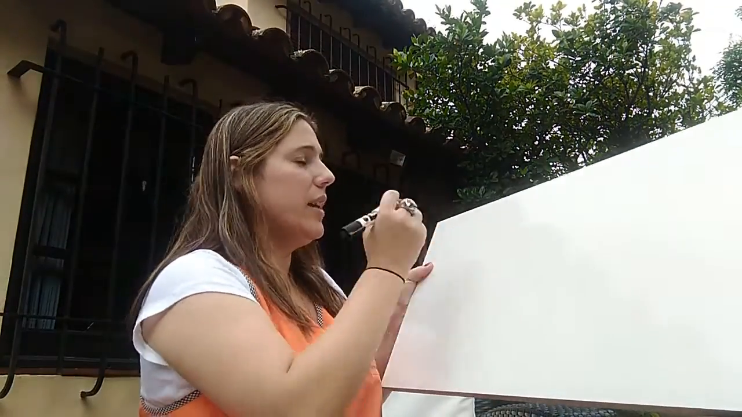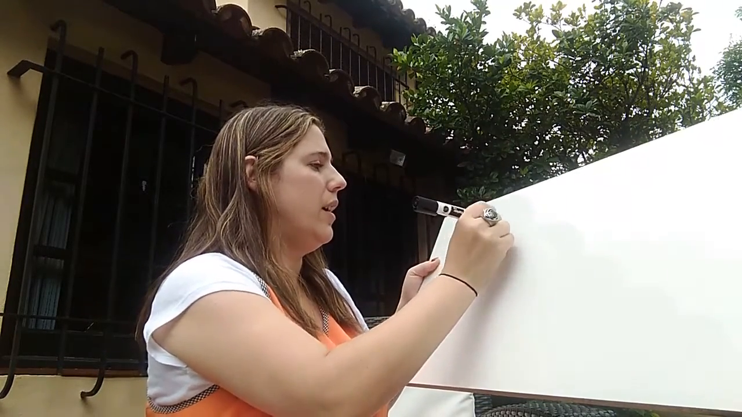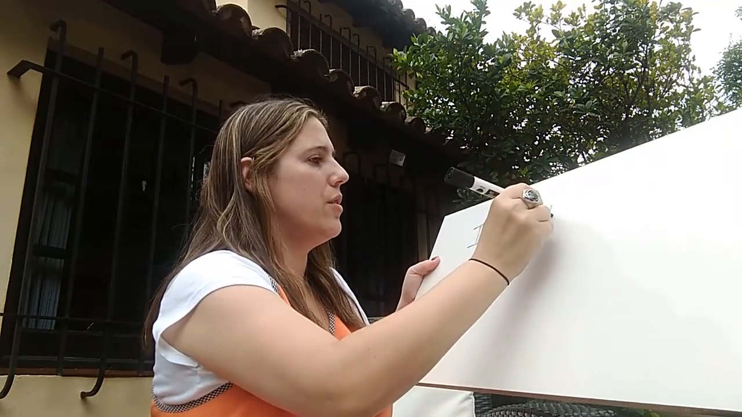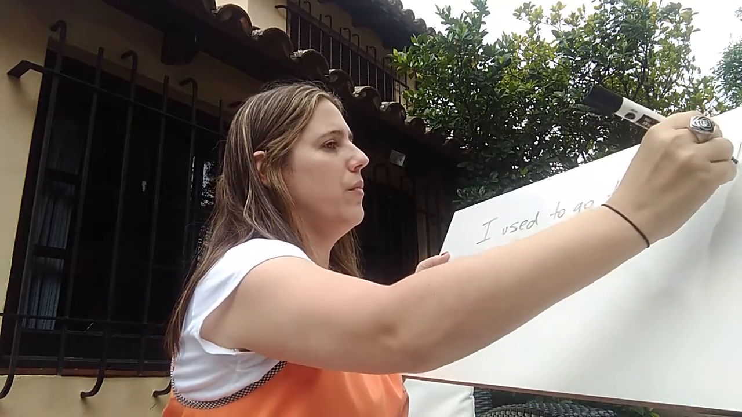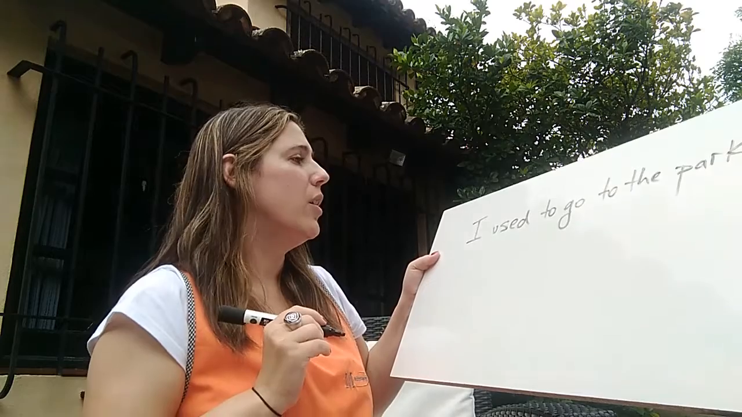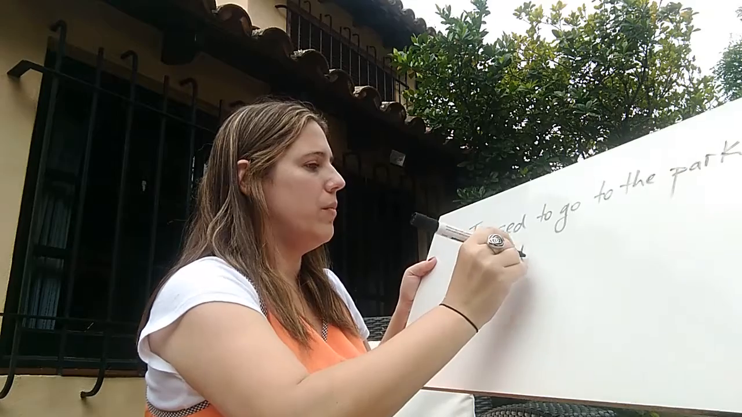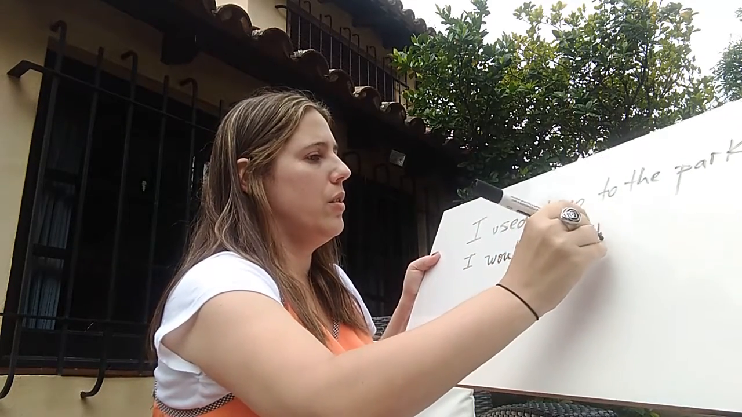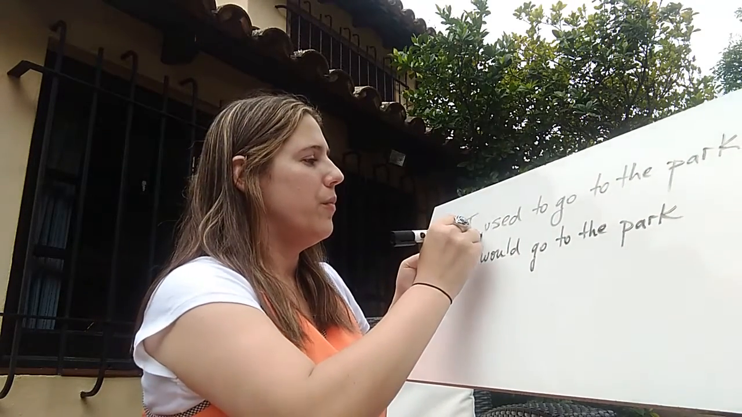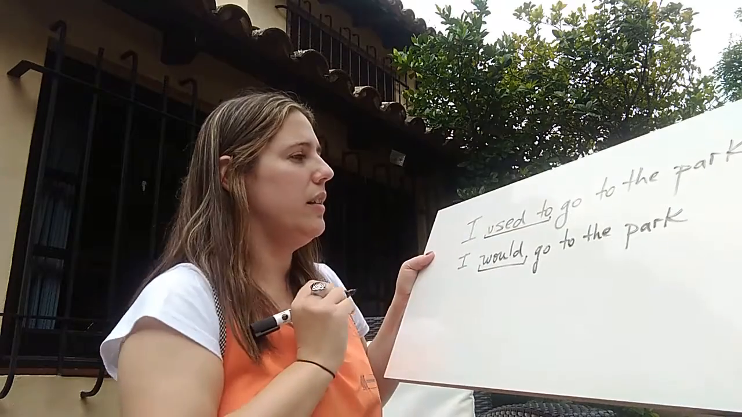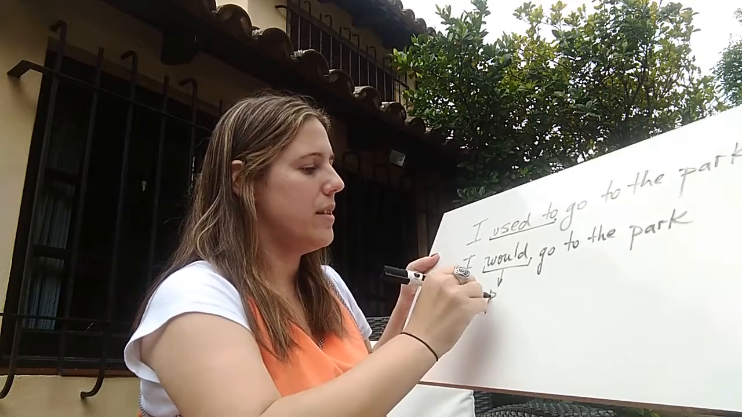So I can say, to talk about a past habit, something like, I used to go to the park when I was a kid. Or I can say, I would go to the park when I was a kid. So, if you pay attention, I'm underlining the 2 structures that you can use to talk about past habits.